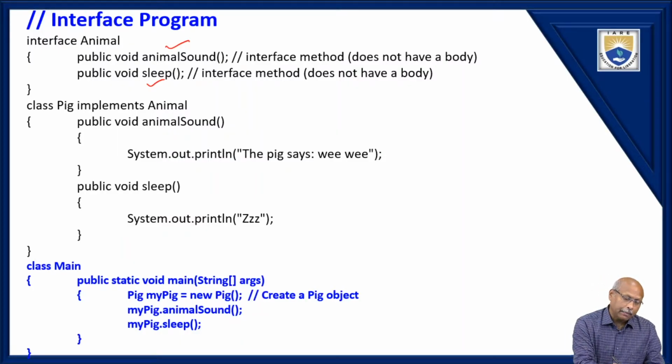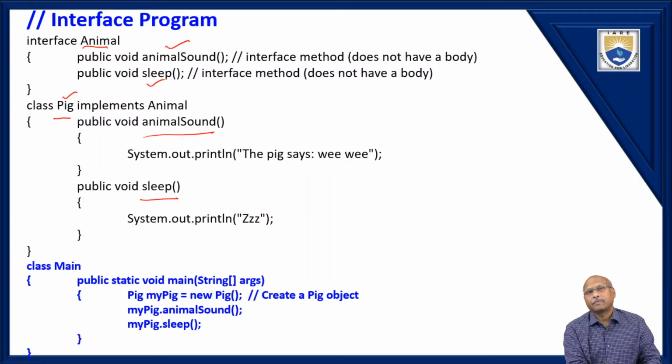Class Pig is my class, Animal is my interface. In the interface I have two methods, animalSound and sleep. Now how they make sound and how they sleep, that pattern I will implement in a class. The name of the class is Pig. So Pig is implementing Animal. Whatever methods are there in the Animal interface, I have to implement. So animalSound is one method, sleep is another method.